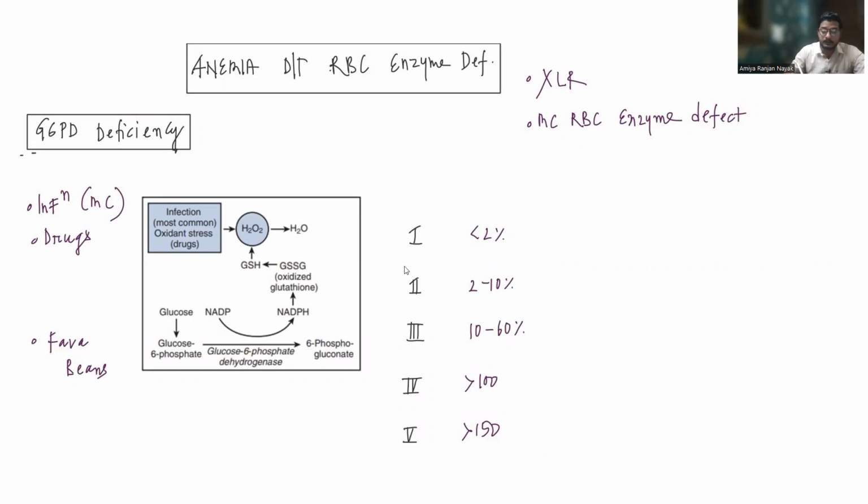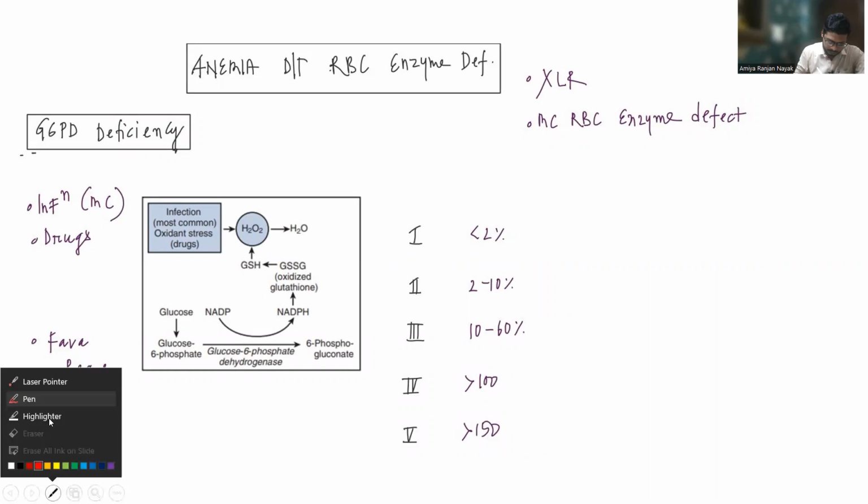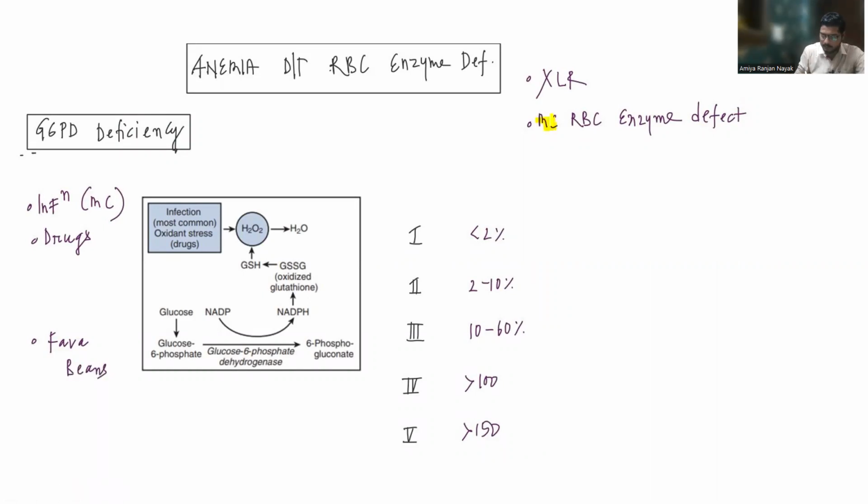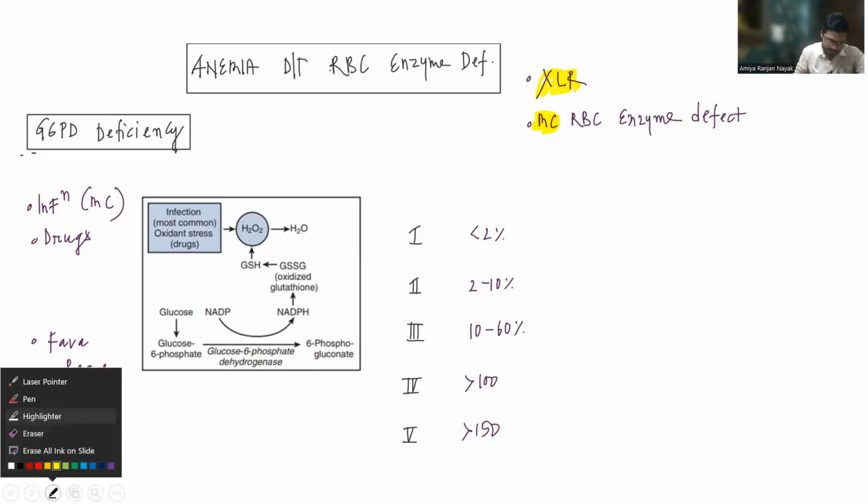Okay, so this is the most common RBC enzyme defect that will cause hemolytic anemia, and the inheritance pattern is X-linked recessive. That means it is found mostly in males. Rarely it can be found in females if there is unfavorable lyonization of the active X chromosome, but usually it is found in males. Okay. Now let us understand the pathogenesis of this G6PD deficiency.